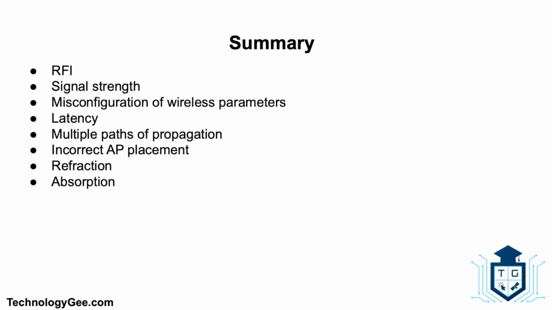So that was my quick little class on wireless network troubleshooting, where we talked about troubleshooting issues as it relates to RFI, signal strength, misconfiguration of wireless parameters, latency, multiple paths of propagation, incorrect access point placement, refraction, and absorption.